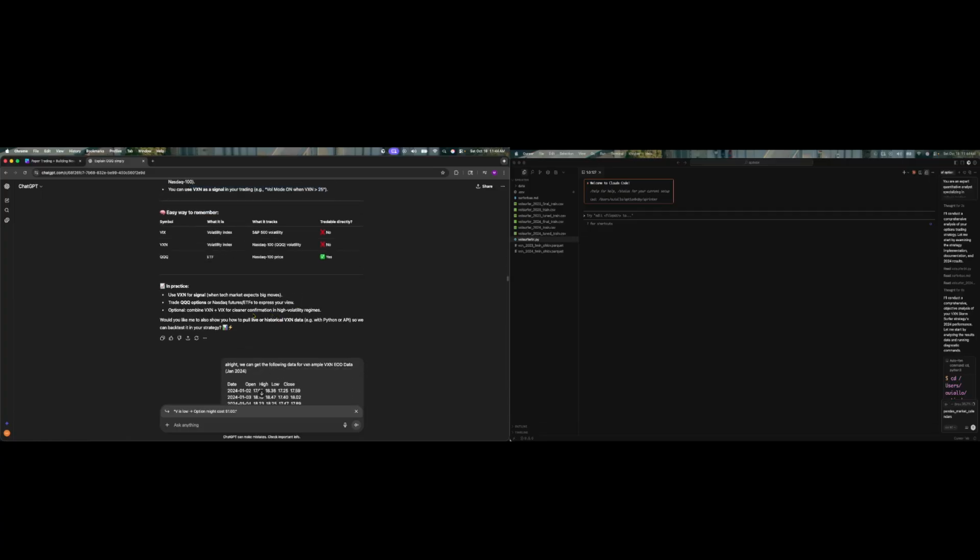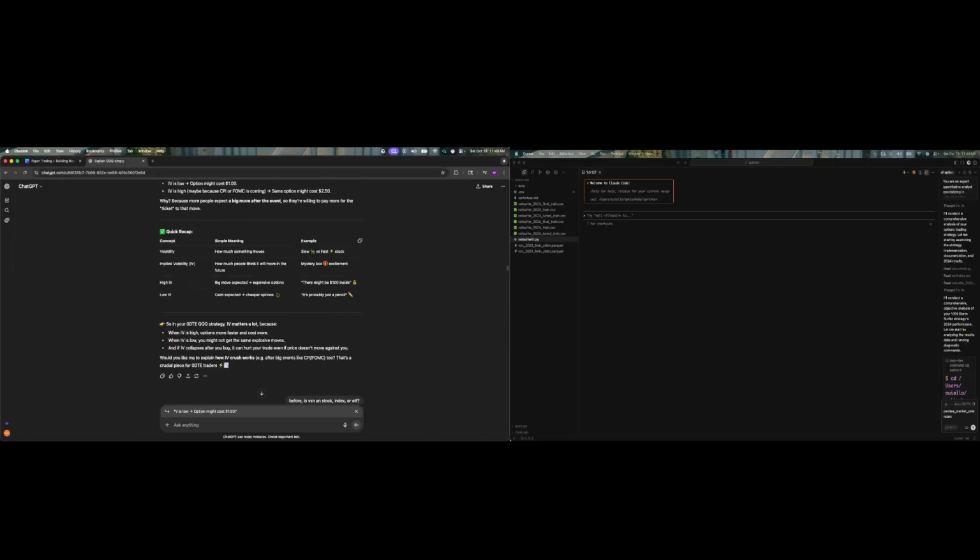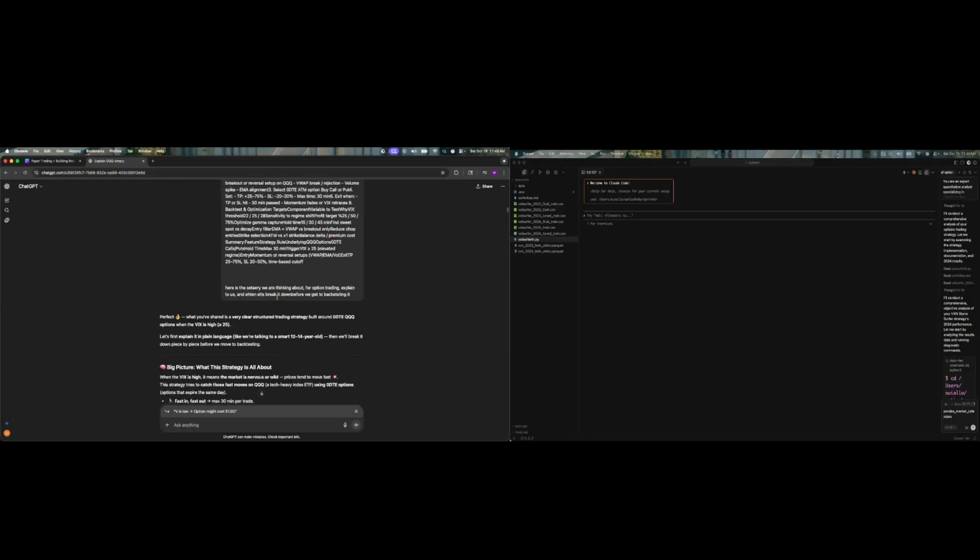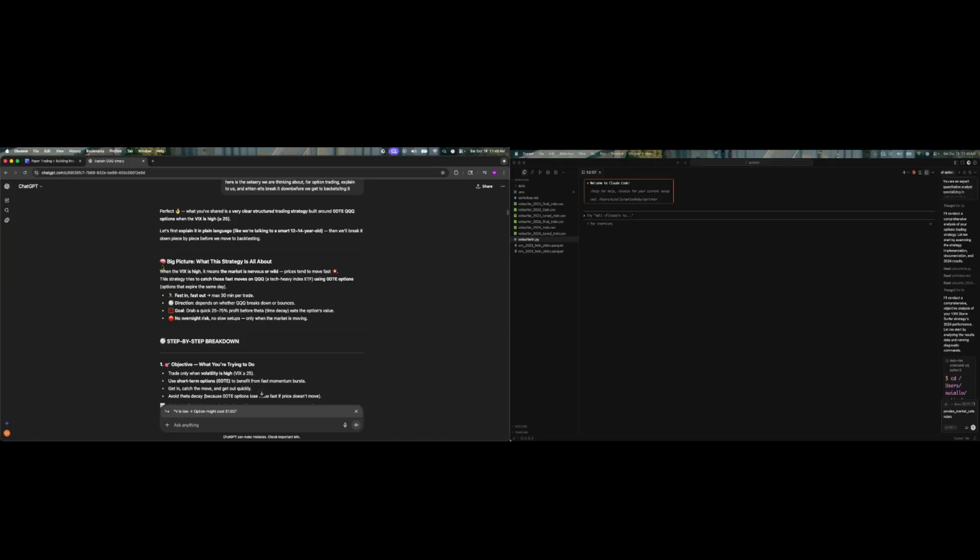So now we have an idea what QQQ is. We know what VXN is. We understand the difference between the New York Stock Exchange and the NASDAQ, right? So let's talk a little bit more about the strategy and what we're doing. When VIX is high, it means that the market is nervous and wild. Prices tend to move fast. This strategy tries to catch those fast movements on QQQ, a tech-heavy ETF. Remember, ETF, exchange traded fund, means that we can purchase multiple companies with that one price, using zero DTE.